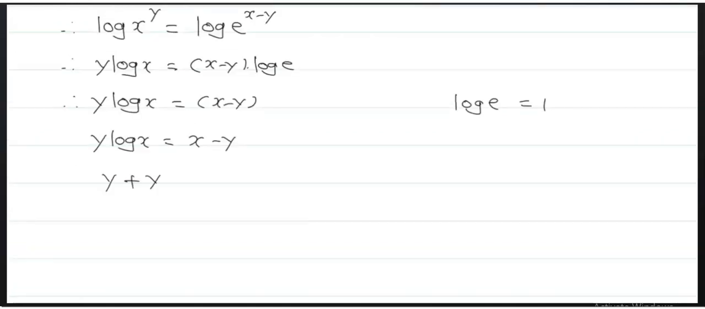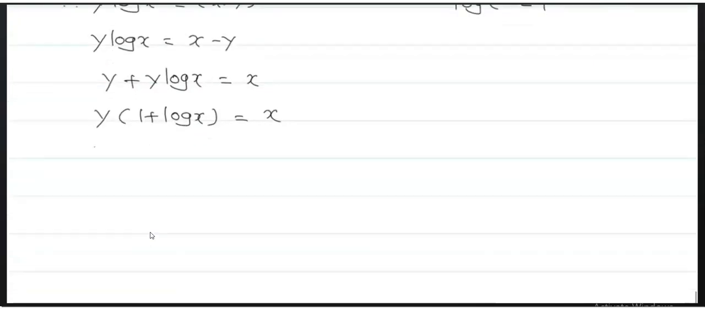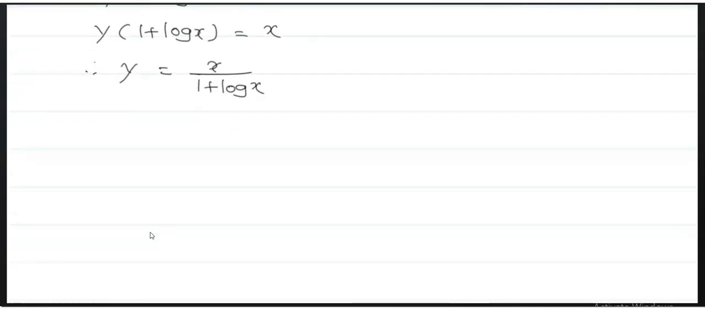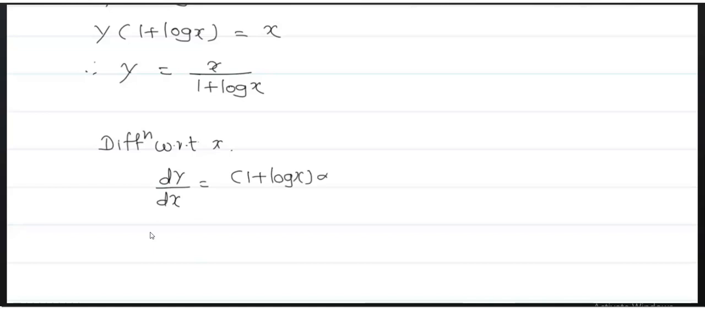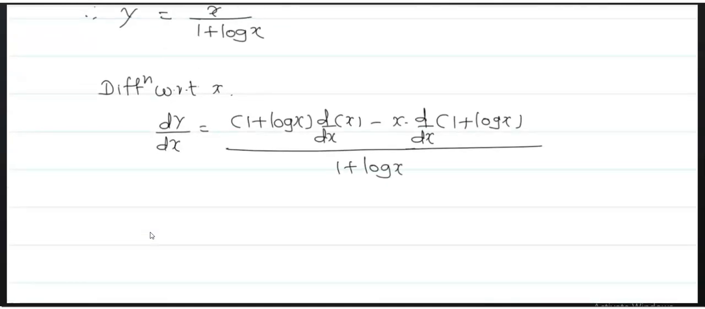Therefore, y plus y log x is equals to x. Take y as common. Then in bracket you will get 1 plus log x is equals to x. Therefore, y is equals to x upon 1 plus log x. Now differentiate this with respect to x. Therefore, dy by dx is equals to 1 plus log x, bracket complete, into derivative of x is 1, minus x into d by dx of 1 plus log x upon 1 plus log x bracket square.